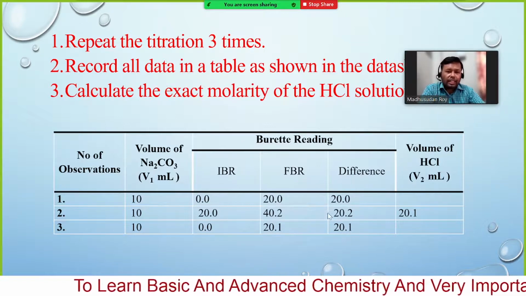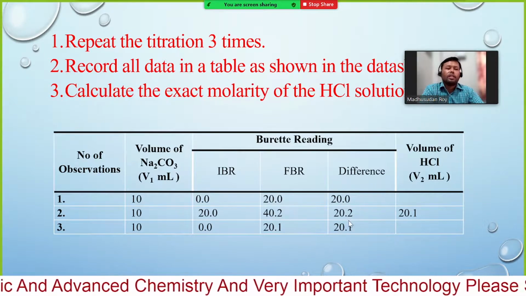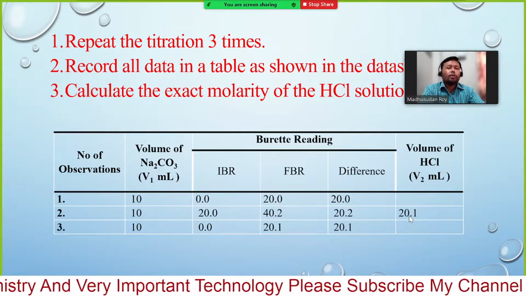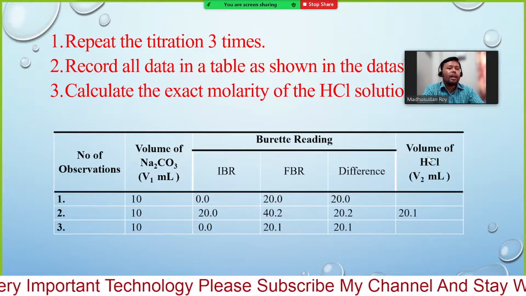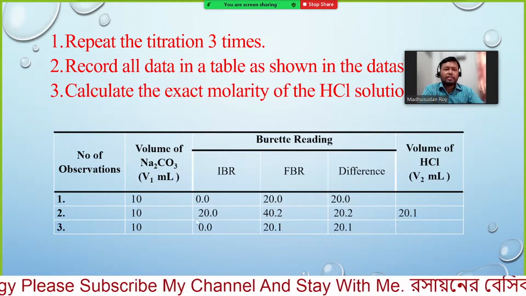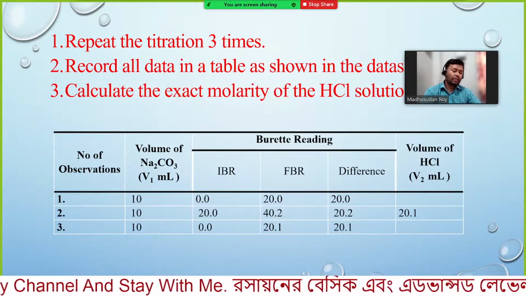So what is the difference? What is the average of these 3 experiments? You will use that data. That means we are getting 20.1 ml of hydrochloric acid from the burette as the average of 3 experiments. Now we will move to the calculation.